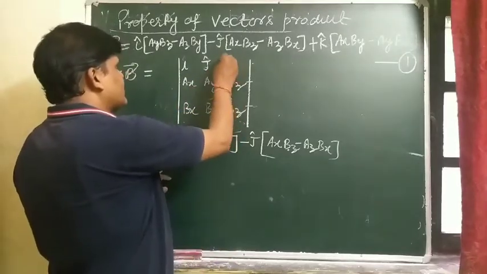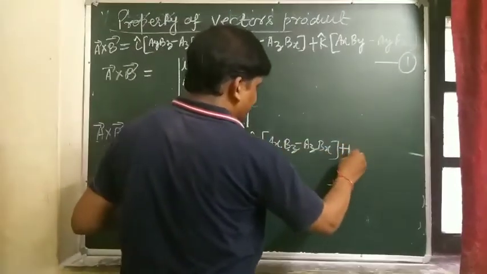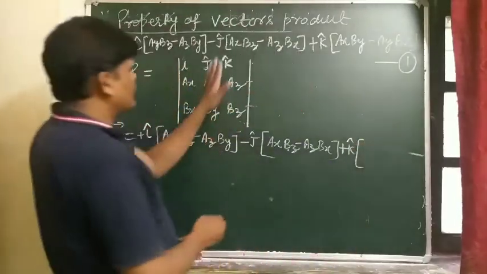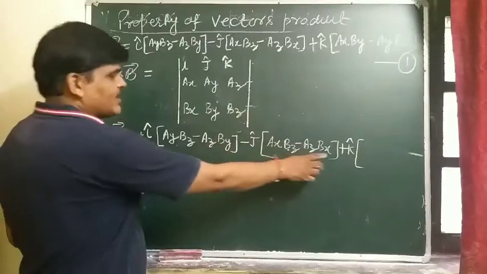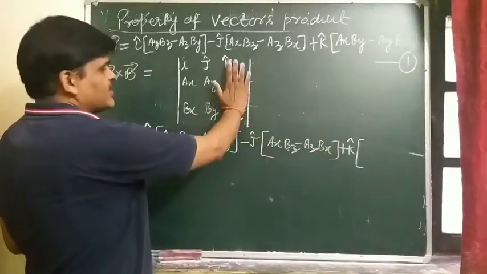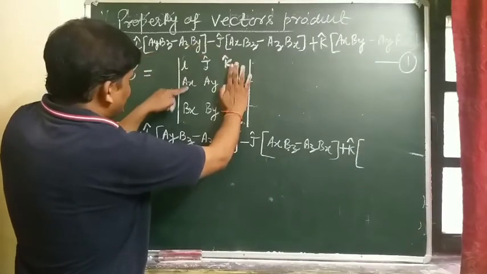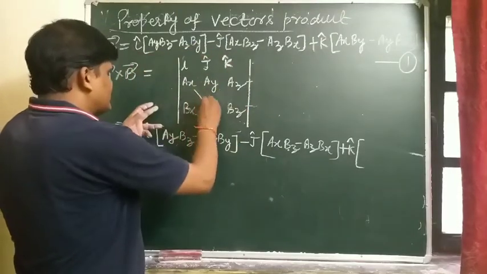Then we take unit vector K. So student, when unit vector K is taken, hide this column and this row. Multiply this one.